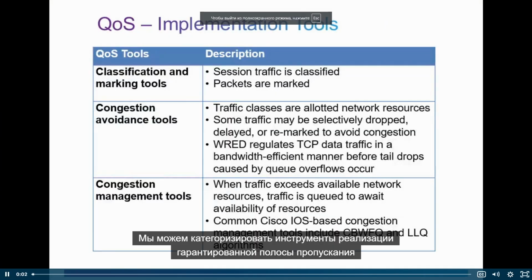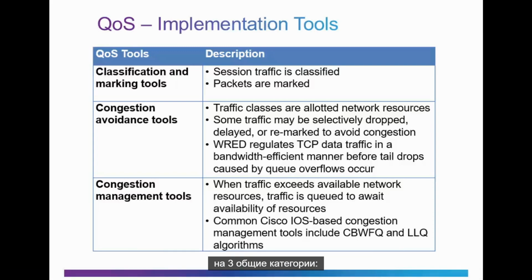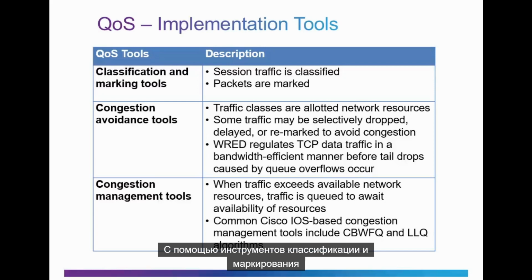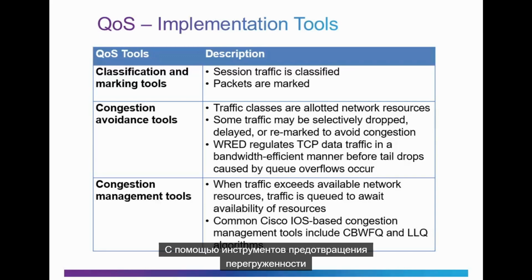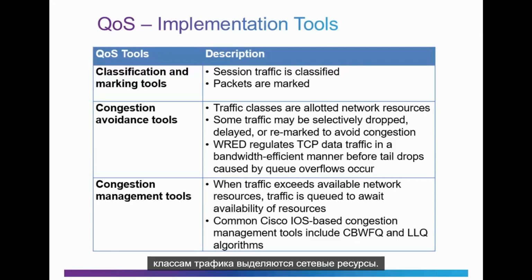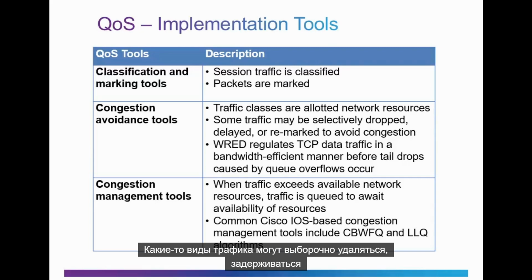We can categorize QoS implementation tools into 3 broad categories: classification and marking tools, congestion avoidance tools, and congestion management tools. Under classification and marking tools, session traffic is classified into different priority groupings, and packets are marked. Under congestion avoidance tools, traffic classes are allotted network resources. Some traffic may be selectively dropped, delayed, or remarked to avoid congestion.